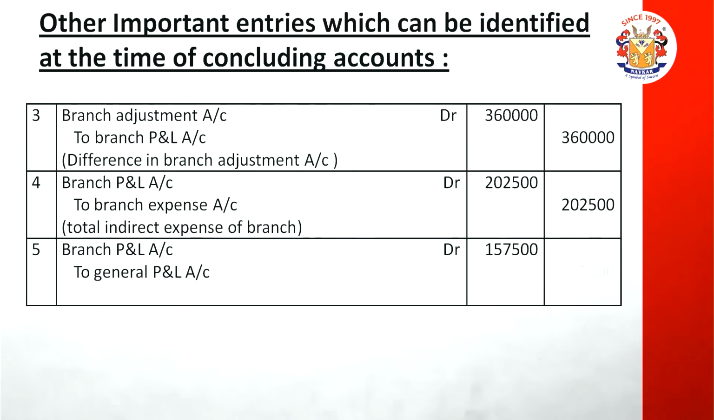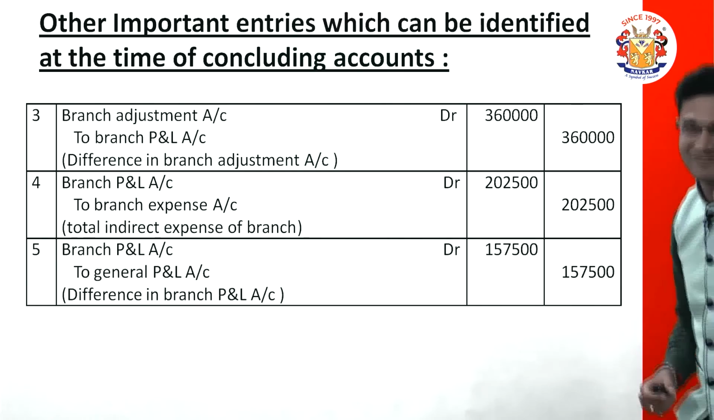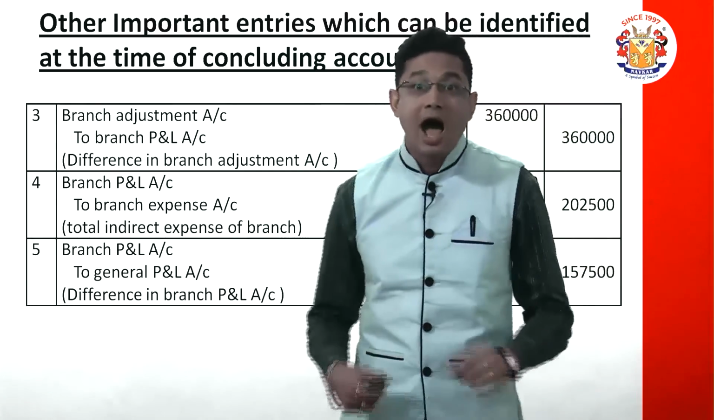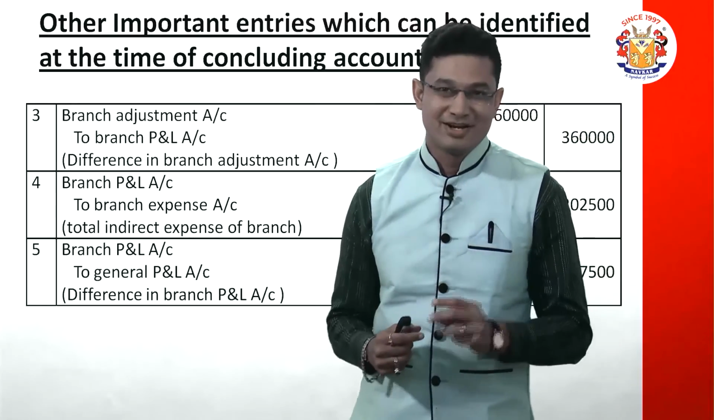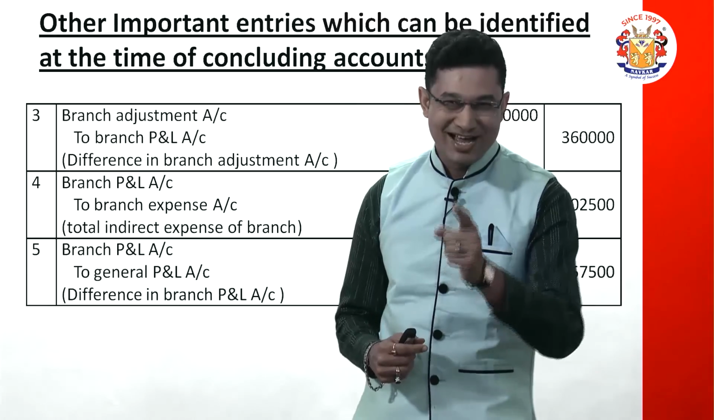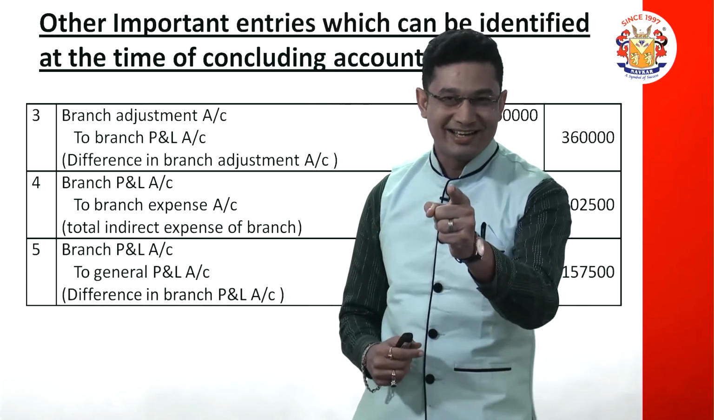At last, at the time of concluding branch profit and loss account, you will get the difference on the debit side, 157,500, which will be transferred to general profit and loss account. So ultimately, the journal entry regarding this transaction will be branch profit and loss account debit 157,500 to general profit and loss account 157,500. Now, I will give you a few minutes to review the solution for your better understanding.